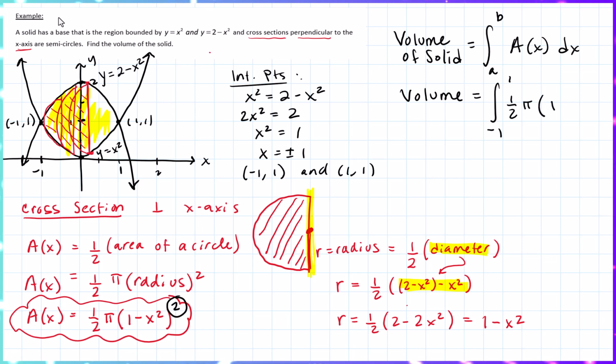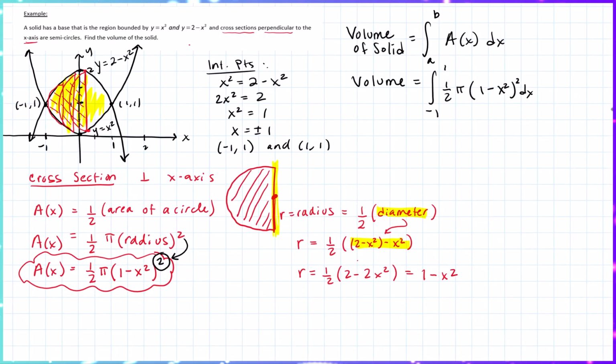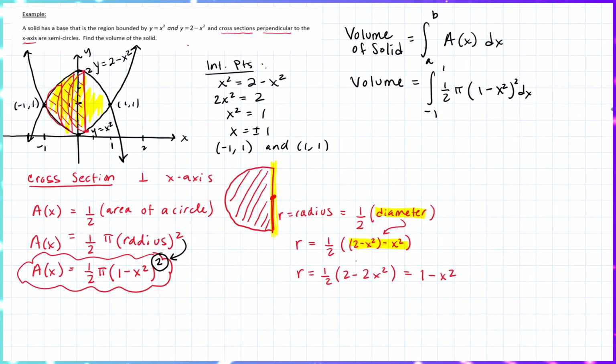Let me put it here in black. I just didn't write it. So let's correct that right now. So it's 1/2 pi times the radius, 1 minus x squared, squared. Okay. Make sure we catch that as we go. Okay, we got to square the radius if we want the area of a circle. All right. And that's all I need. Now I can go ahead and do the calculation.